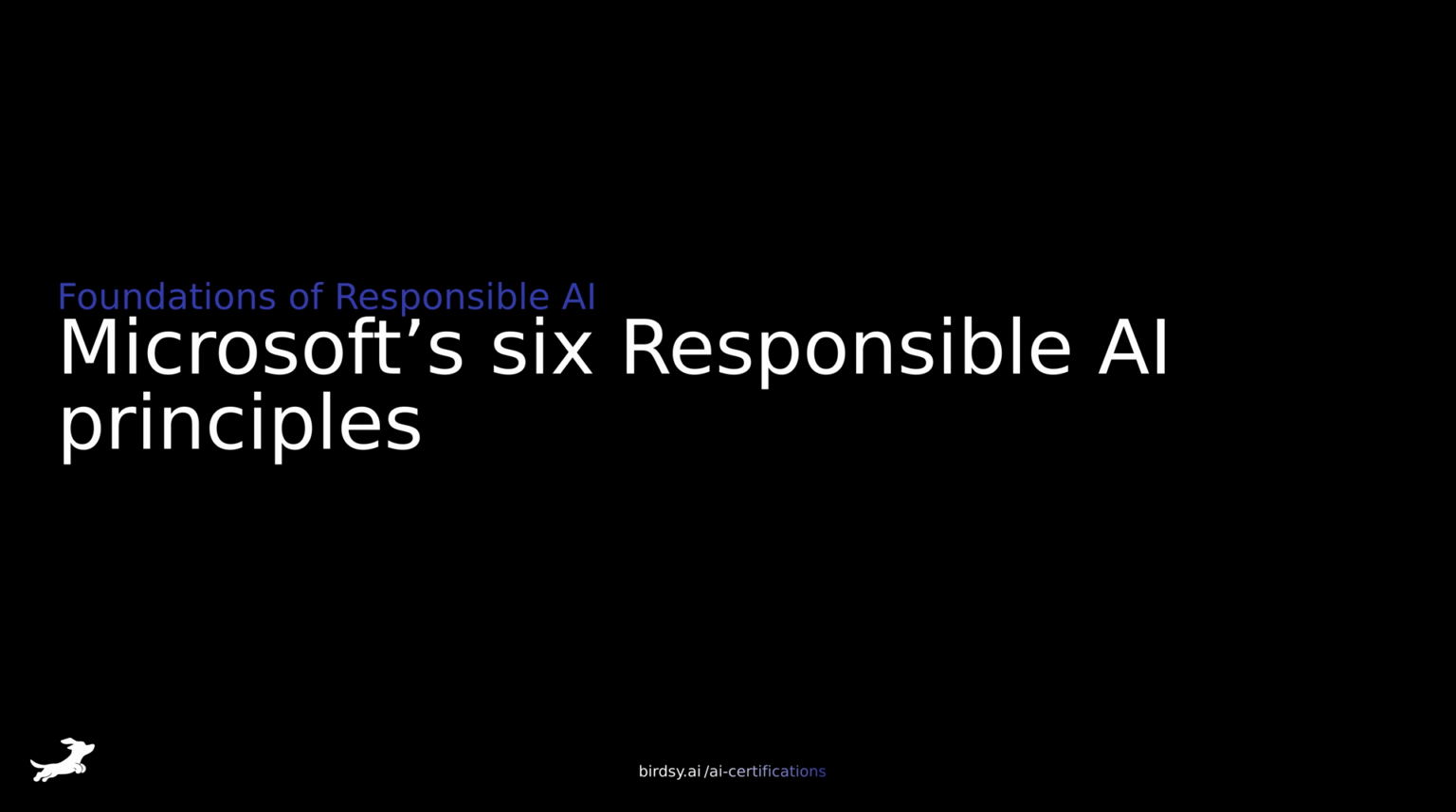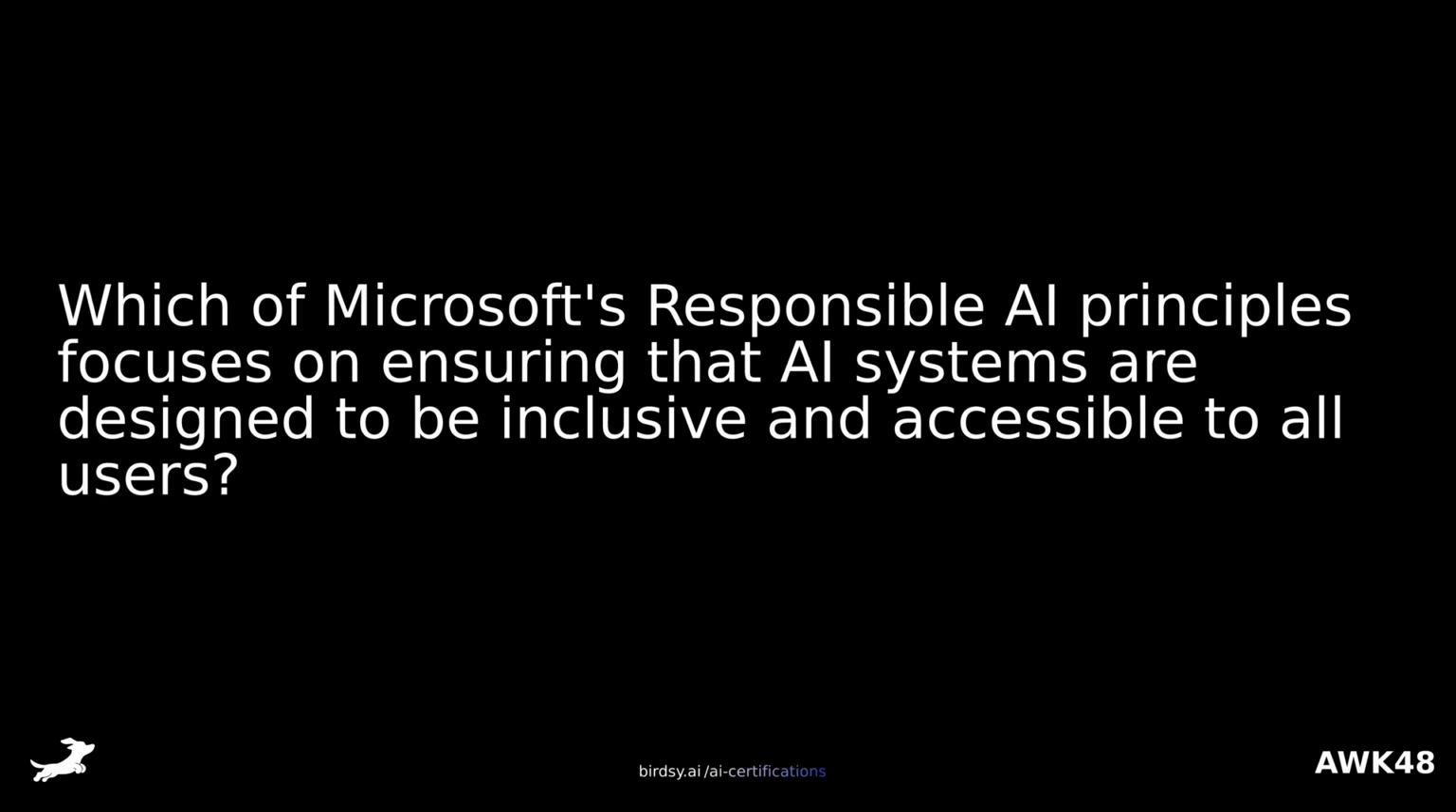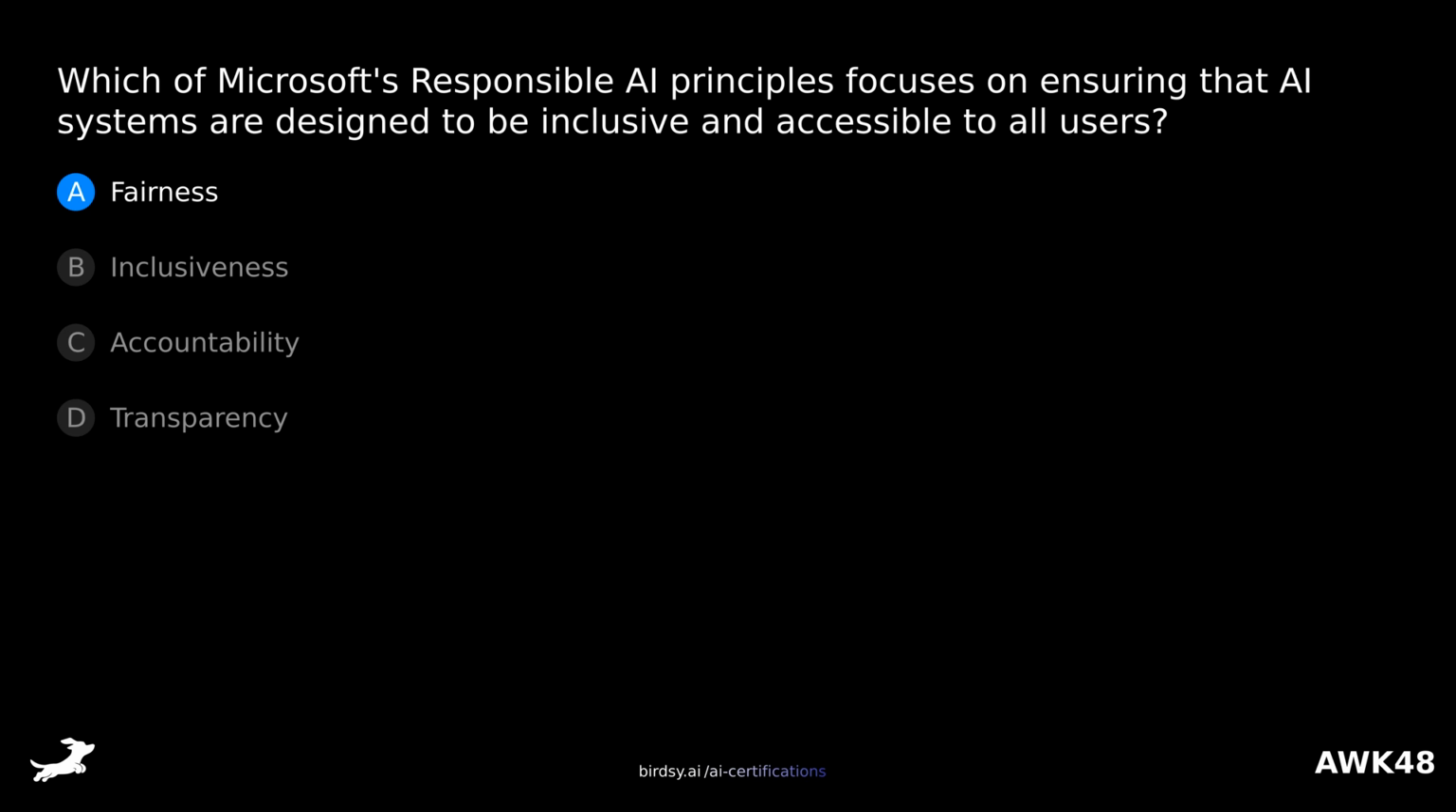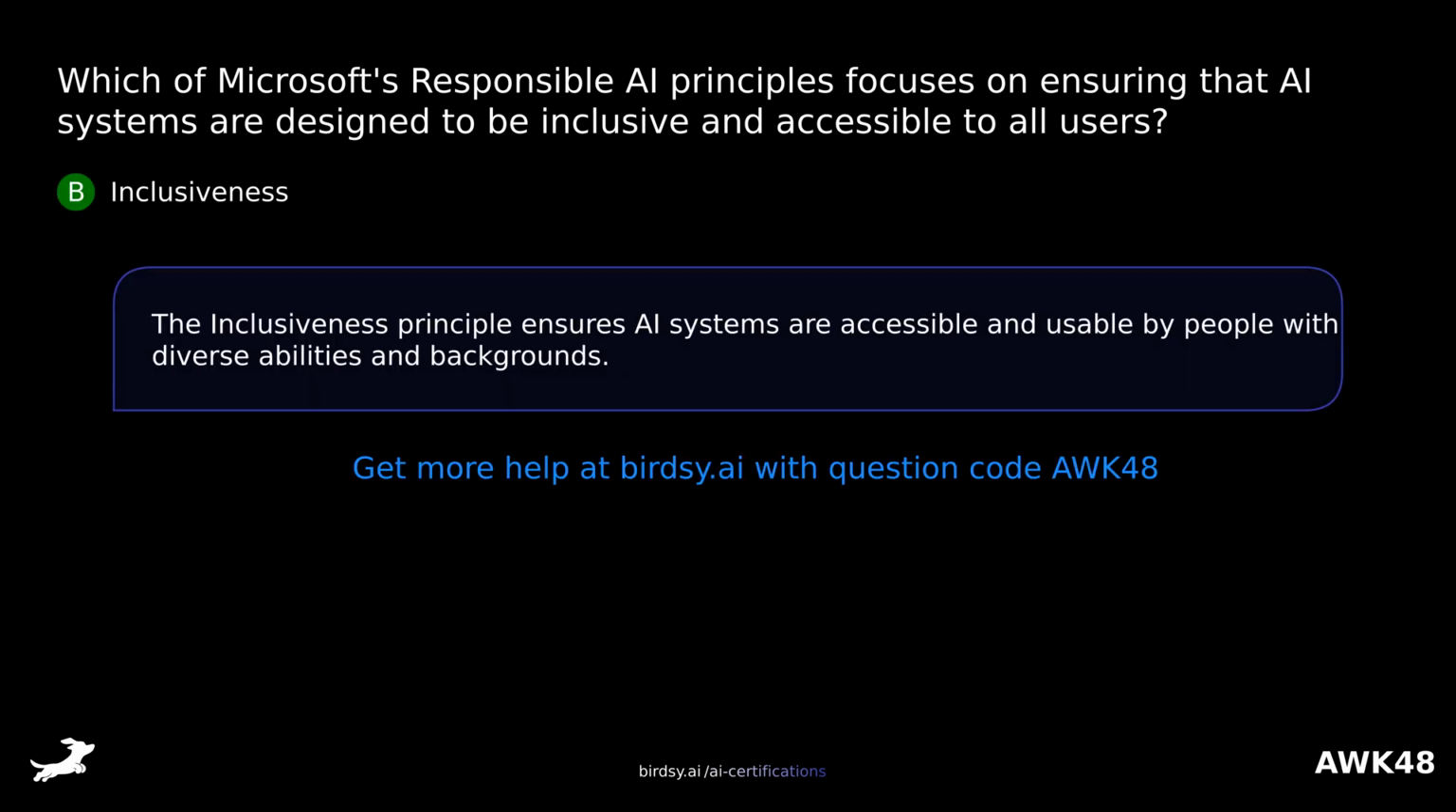Microsoft's 6 responsible AI principles. Which of Microsoft's responsible AI principles focuses on ensuring that AI systems are designed to be inclusive and accessible to all users? Is it A, fairness? B, inclusiveness? C, accountability? Or D, transparency? The answer is B, inclusiveness. The inclusiveness principle ensures AI systems are accessible and usable by people with diverse abilities and backgrounds.